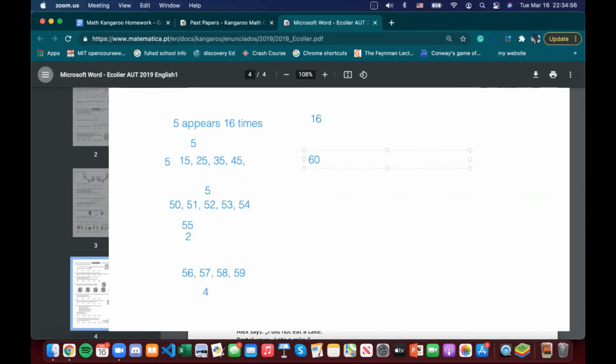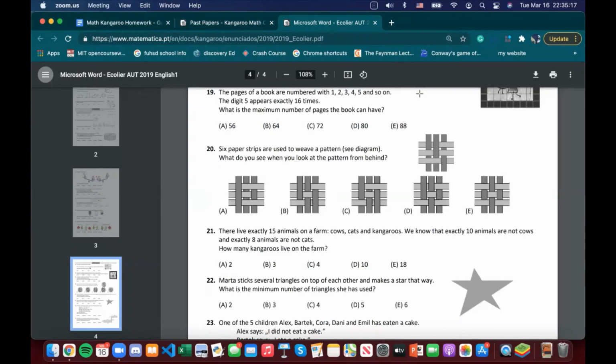We can also keep going. We have 60, 61, 62, 63, 64, but we cannot have 65 because then the number 5 would appear 17 times. So the largest number would be 64. So 64. And that's our answer for problem 19. And yes, 64 is one of the choices.